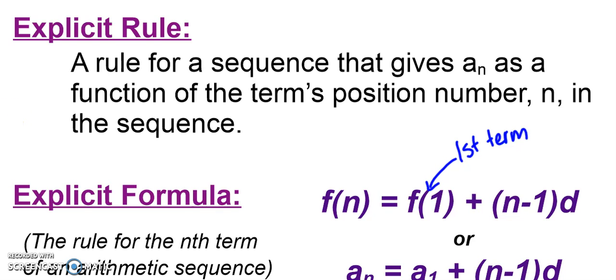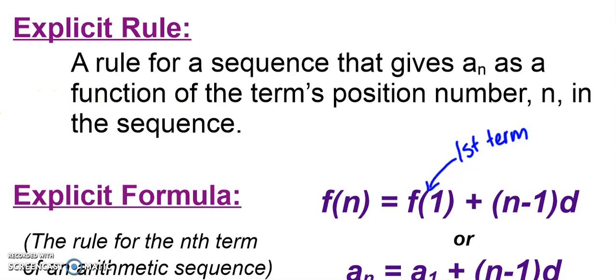So while the recursive formula is always based on the previous term, an explicit rule is a rule for a sequence that gives a of n. So again, that's just the nth term, or a sub n, as a function of the term's position number n in the sequence. So now, instead of always going off of the last term in the sequence, we want to just be able to use the position. So if I wanted to find f of 101, I want to just use that position 101 and be able to jump right out there into that part of the sequence.